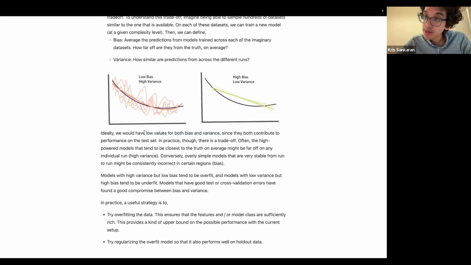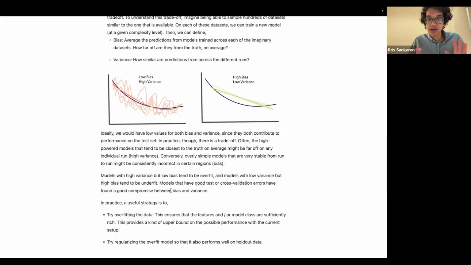Sometimes you do get that. Sometimes there are models that have low bias and low variance, depending on the problem setting. But often if you have one type of model and you're just trying to look at different levels of complexity for that one kind of model, then you do tend to encounter this sort of trade-off.